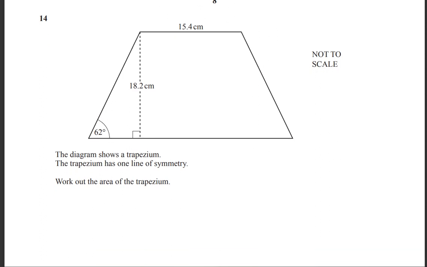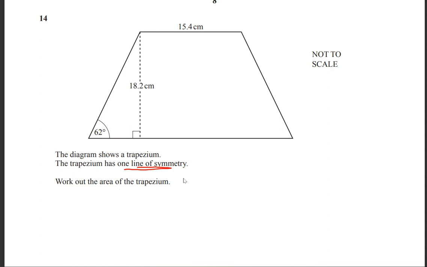Question number 14. The diagram shows a trapezium. The trapezium has one line of symmetry. Why is he telling us that? One line of symmetry means that this line is the same as this line, this part is the same as this part. Work out the area of the trapezium.